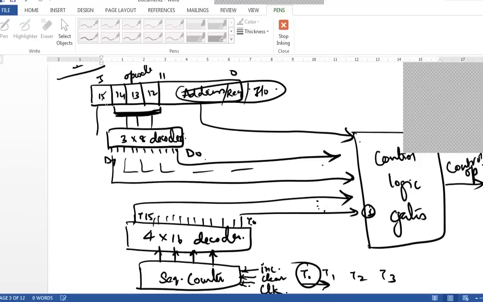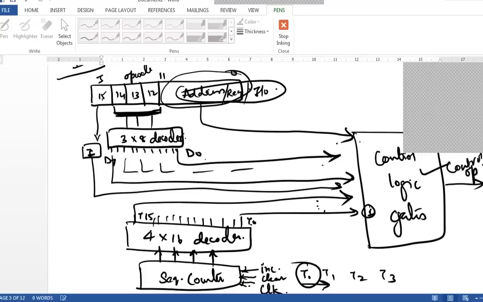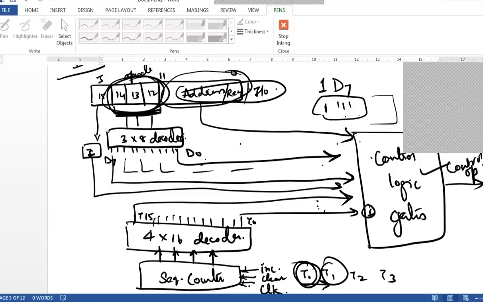And this last bit is stored in a flip-flop I, and this is also provided to the control logic gates. Now if you have all this information available, will the instruction be able to execute? This value we are providing directly. This we are decoding and providing to the control logic gates, telling it what to do. If I is 1 and it is D7, meaning 1 1 1, then it gets to know which type of instruction it is, and depending upon the timing signal we specify, this particular instruction would be executed.